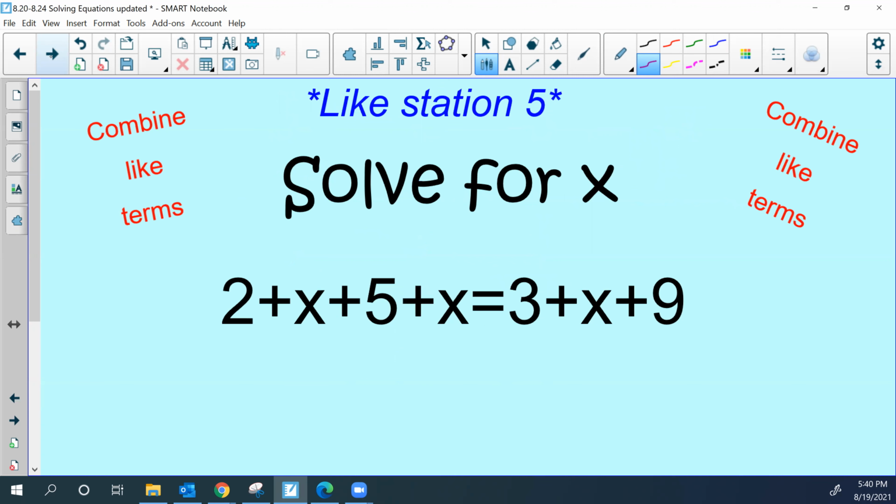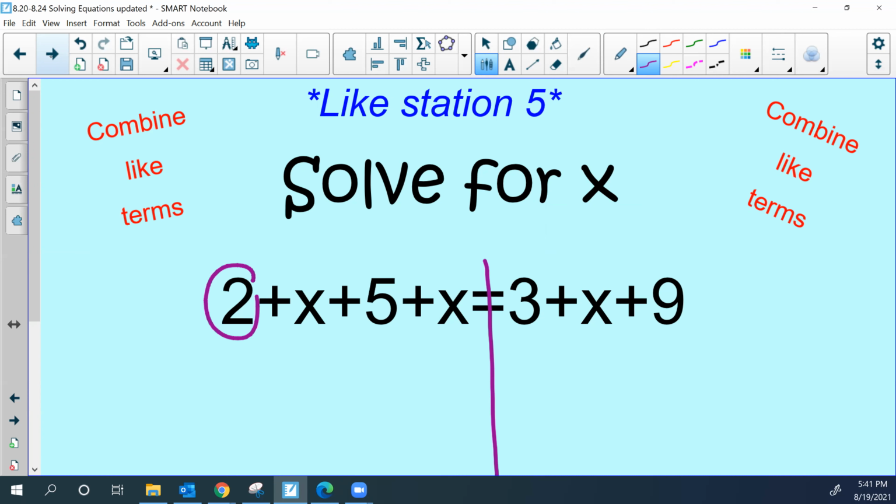Moving on, we now have this long equation, 2 plus x plus 5 plus x equals 3 plus x plus 9. Now on this equation here, we're going to do something that's called combine like terms. We're going to combine anything that is similar, anything that is a similar term. So in other words, on the left side of my equal sign, I'm going to combine all my variables together, and I'm going to combine all my constants together.